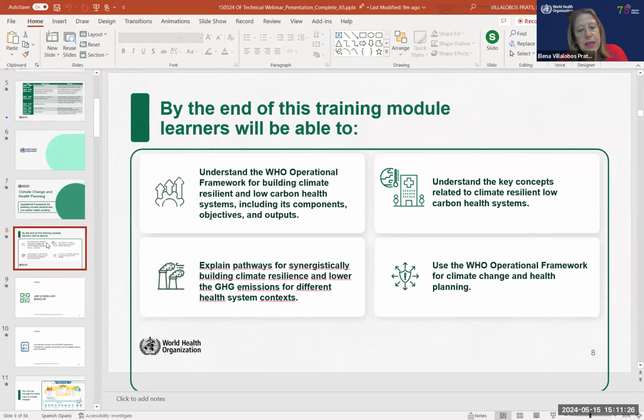By the end of this module, of this training, basically what we are aiming for you to take away is a basic understanding of the uses of the WHO operational framework for building climate resilient and low carbon sustainable health systems. That you manage to understand the key concepts related to this operational framework, that you also understand the different pathways that WHO proposes for countries to advance in an integrated manner towards climate resilience in their health systems and reducing as much as possible the greenhouse gas emissions of their own operations, and basically understand how this operational framework can be used, because it has different building blocks, components, examples of interventions, and indicators that can be used by countries aiming to implement this.